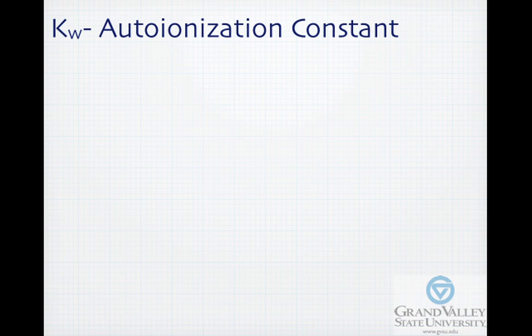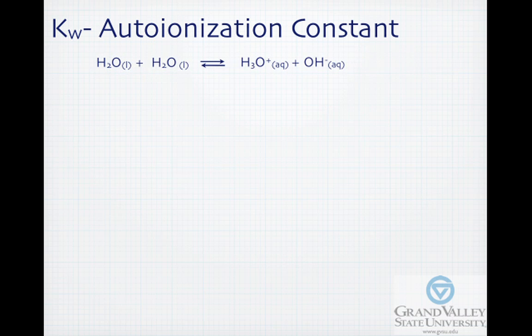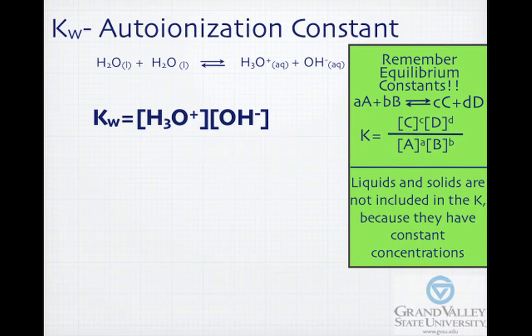The Kw, or autoionization constant, is the equilibrium constant for the reaction that we've just discovered. If we were to set up the equilibrium expression for this reaction, we would see that the Kw is equal to the concentration of hydronium multiplied by the concentration of hydroxide. Using this equation, we can find out some pretty important information.